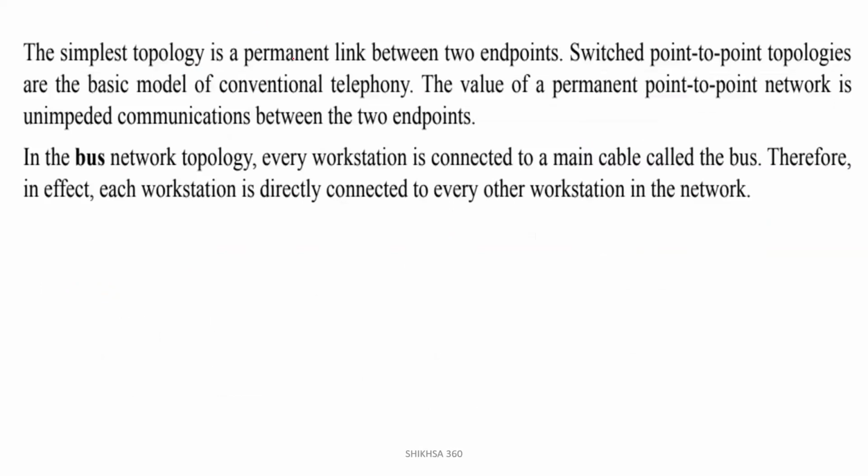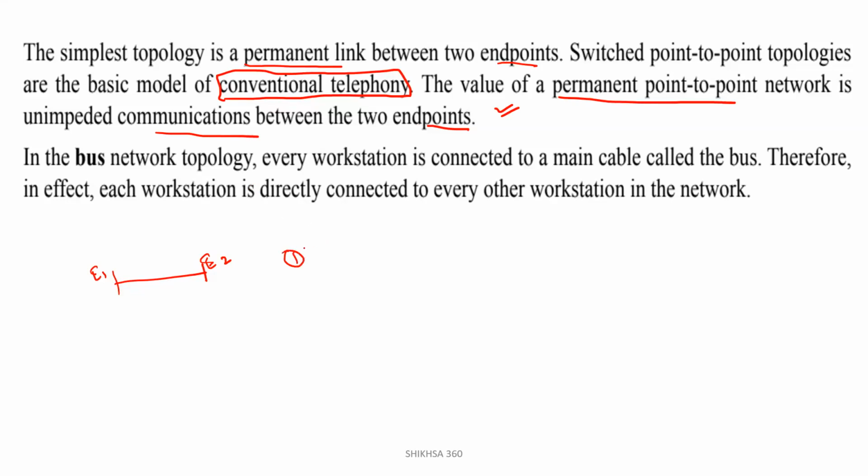The simplest topology is a permanent link between the two endpoints. Switched point-to-point topologies are the basic model of conventional telephony. The value of a permanent point-to-point network is unimpeded communication between the two endpoints. So now we have to move towards the different topologies.